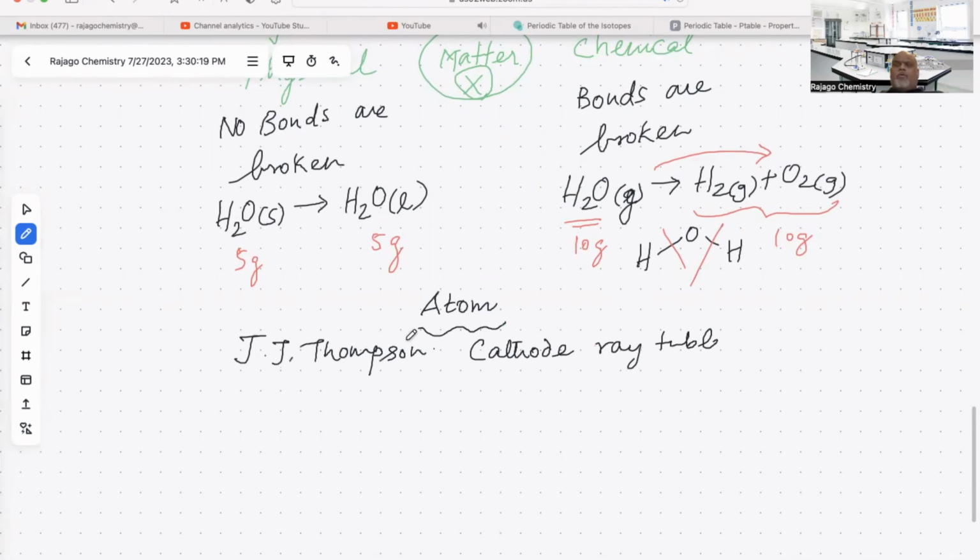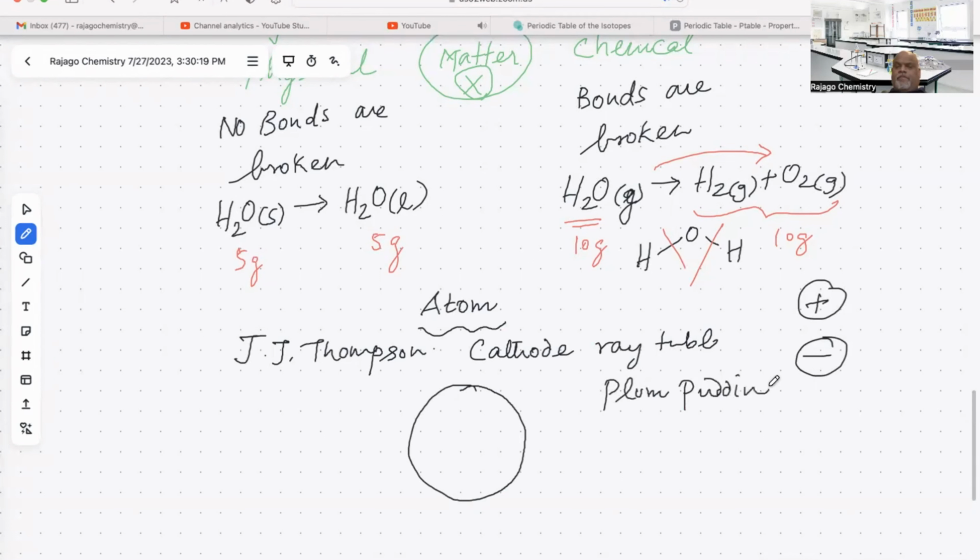Okay, so he stated that an atom is comprised of both positive and negative charges, and these positive and negative charges might look like a plum pudding. He came up with a plum pudding model. So he said the positive and negative charges are all scattered inside each atom.